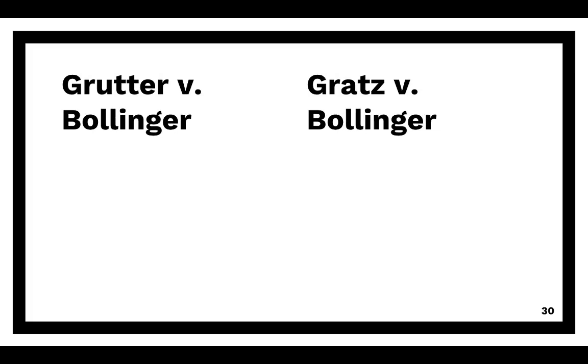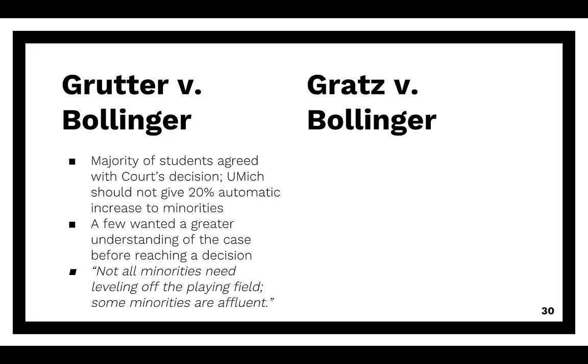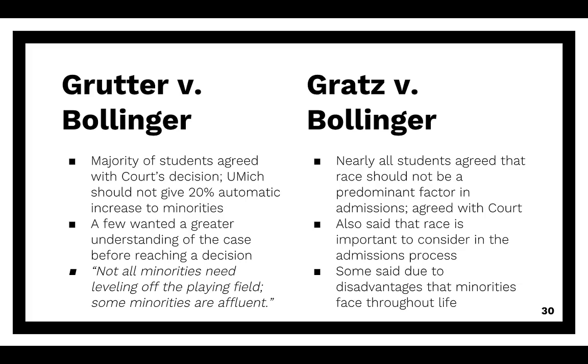The next question I asked was, how do you feel about Gratz versus Bollinger? And then, how do you feel about Grutter versus Bollinger? Those are the 2 previous cases that I introduced in the introduction. Students felt that they agreed with the court's decision for Gratz versus Bollinger, and that the University of Michigan should not give 20 points or 20% automatic increase to minorities. Meanwhile, for Grutter versus Bollinger, a majority did agree that race should not become a predominant factor, and they agreed with the court's decision that the college should still uphold their admissions process today.